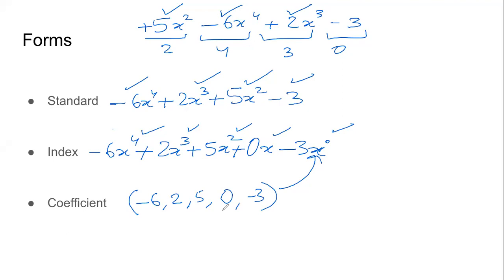Right to left we can write. If we try to write from left to right, we will end up doing something wrong. And once we have written the index form, we can simplify it. We can remove x to the power 0. We can remove the term 0 into x, and we can find the standard form. This is how we can write a given polynomial in any form that we want.